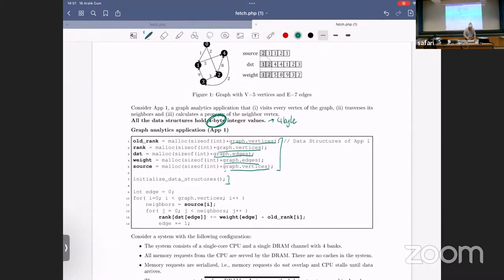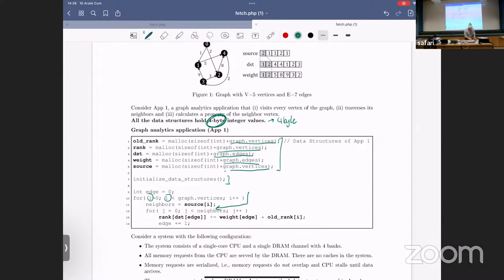And then we are iterating on top of the vertices. As you can see here, the I is iterating on top of the vertices of the graph. Let's say we have 100 vertices, we will do 100 loops. Then what do we do? We need to find out the number of neighbors for each one of the vertices, and we need to access the source data structure, right? So using the source of I, we first find out how many neighbors this vertex has.